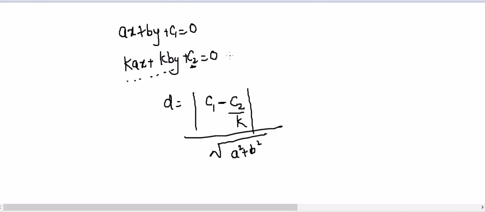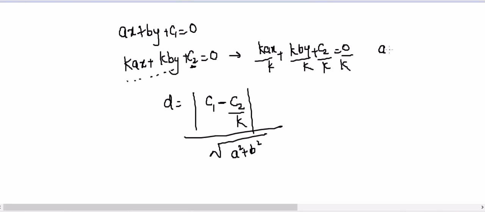And why have I written it like this? Because when I divide the whole equation by k, I'll get ax plus by plus c2 over k equals 0. So in this case c2 is c2 over k, c1 remains c1. So in place of c2 you need to write c2 over k. So this is how you can calculate the distance between two parallel lines.